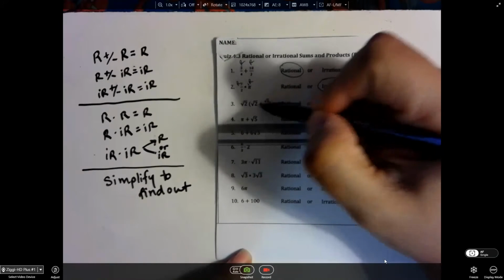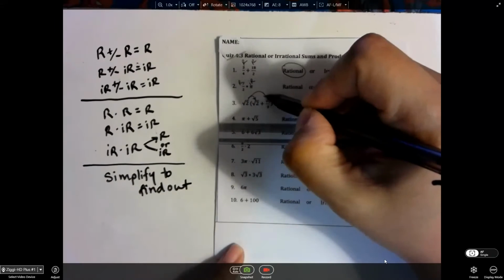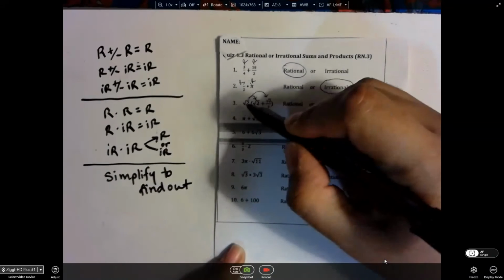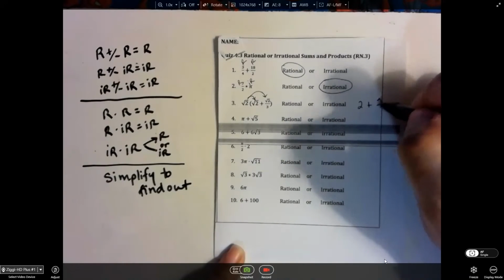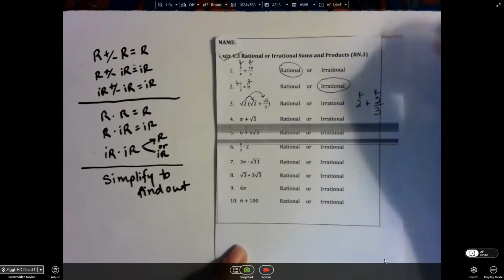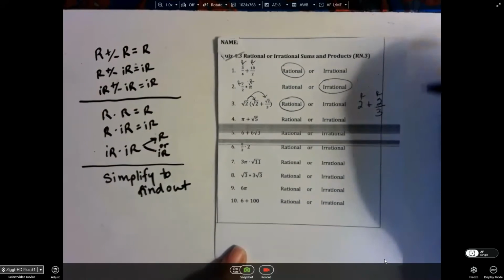Now when you look at this, it looks complicated. We'll just multiply it out. Just distribute it in. What's radical 2 times radical 2? It's going to be regular 2. And then radical 2 times this. Well, radical 2 times radical 2 is 2, and then over 3. And when you look at this, this is rational and this is rational. And when you add two rational numbers, you get a rational answer.